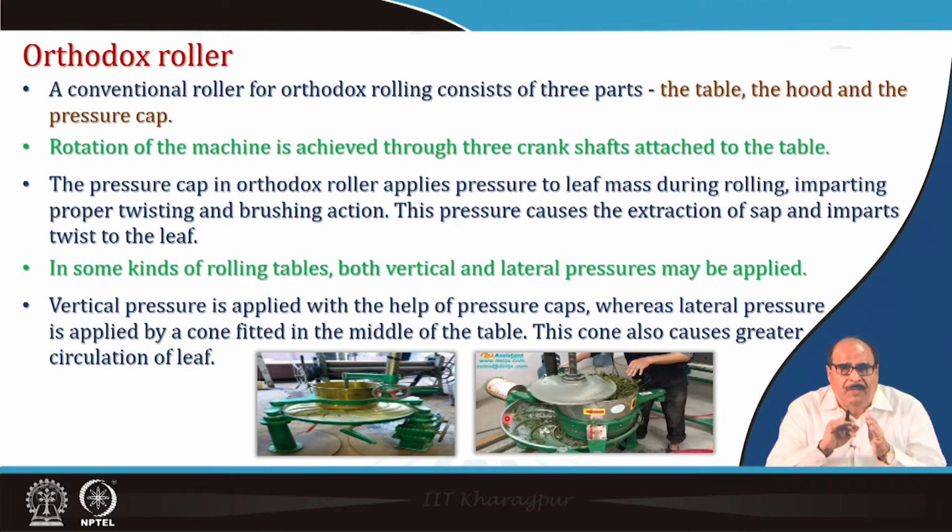In some kinds of rolling tables, both vertical and lateral pressure may be applied. Vertical pressure is applied with the help of the pressure caps, whereas lateral pressure is applied by a cone fitted in the middle of the table. This cone also causes greater circulation of the leaf, and sometimes, even for a tea of good grade, normal hand rolling is also done.